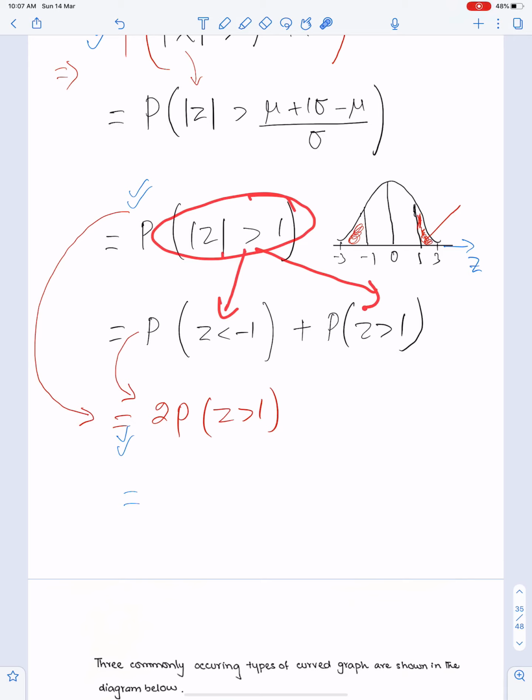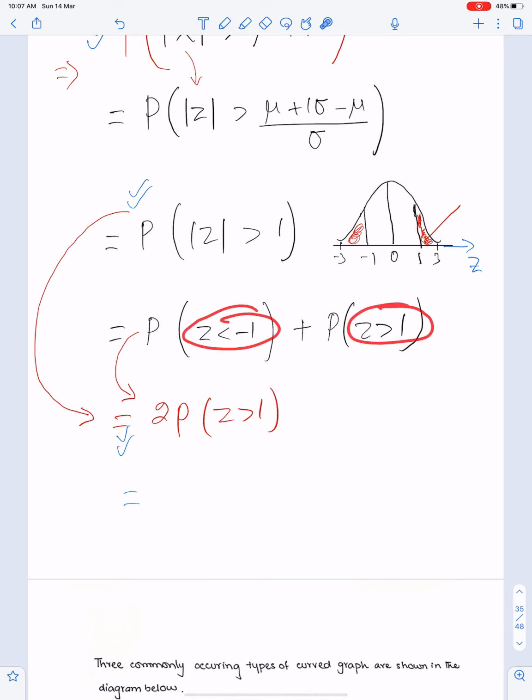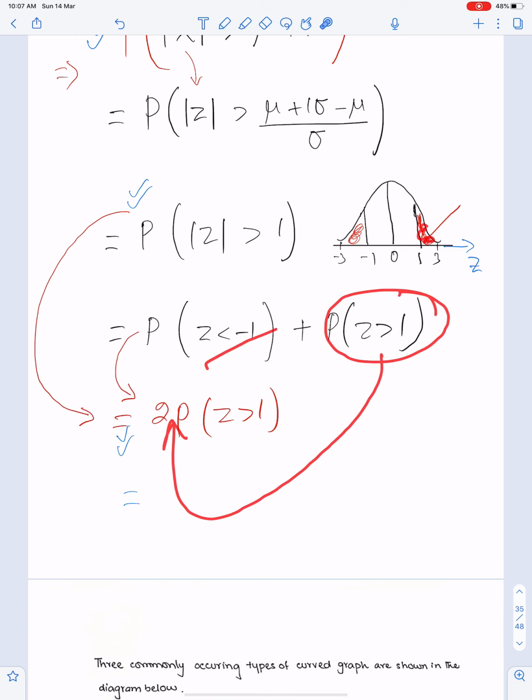I have already discussed this earlier in this lecture in the properties of phi, property number 8 and 9. So write this less than minus 1, this greater than 1, and just get this area. So get this one and multiply this by 2 to get this area as well.